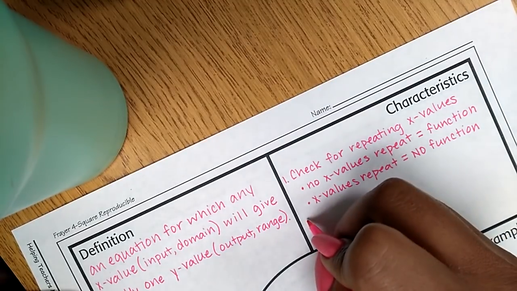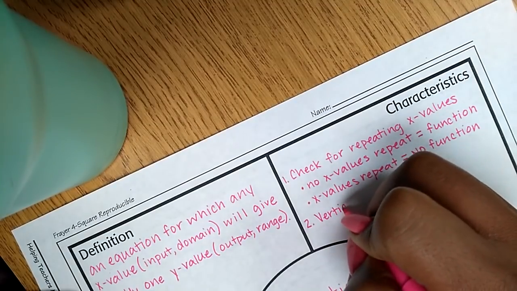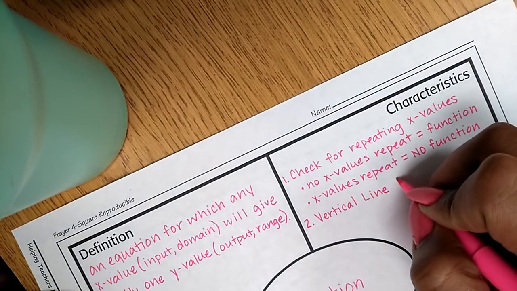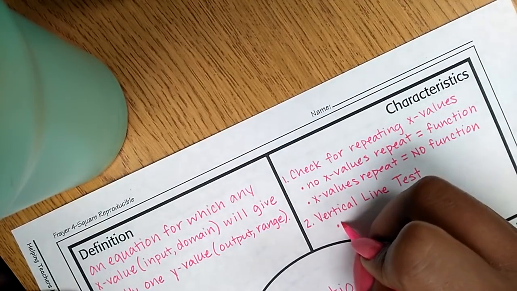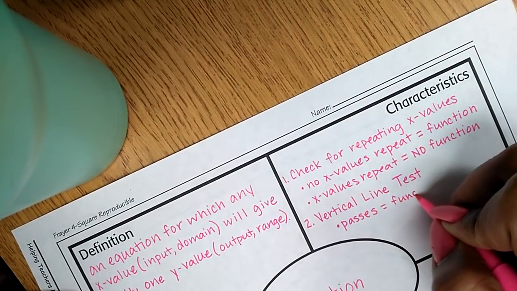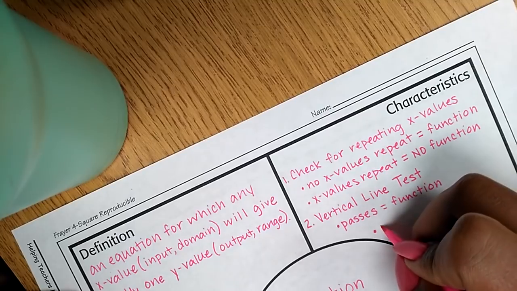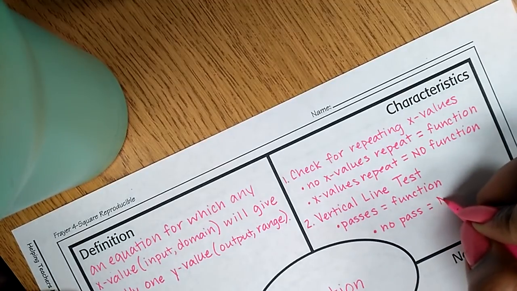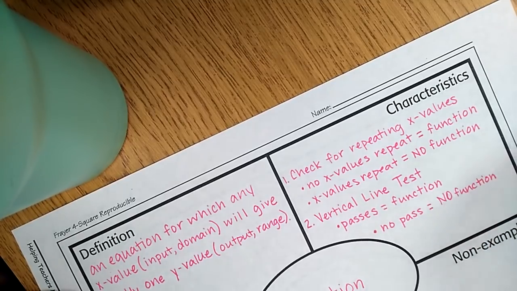Okay. The second way you can determine a function is called the vertical line test. And with the vertical line test, if it passes, it is a function. And if it does not pass, then it is not a function.